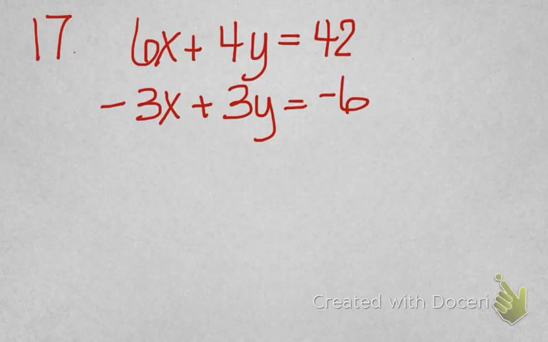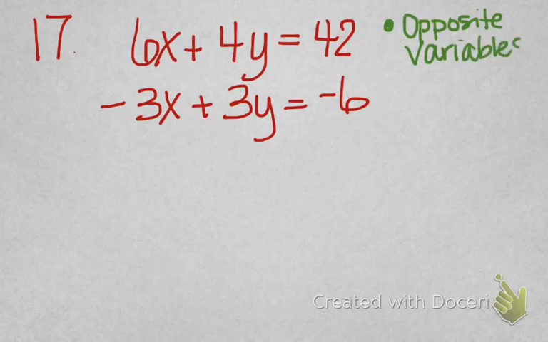So remember what we learned in class today: you have to have opposite variables. So if in one problem I have 3x, in the other problem I need to have negative 3x. If I have 14x, I need the other one to be negative 14x. So the same number, same variable, different sign. When I'm looking at question number 17 here, I'm actually going to start by looking at the x's.